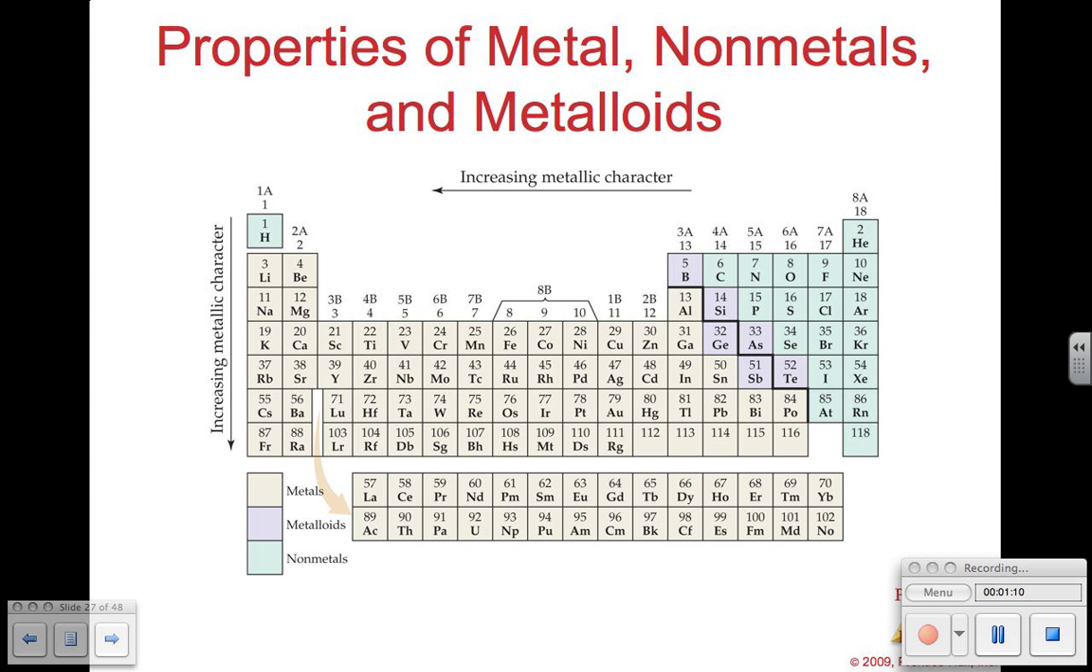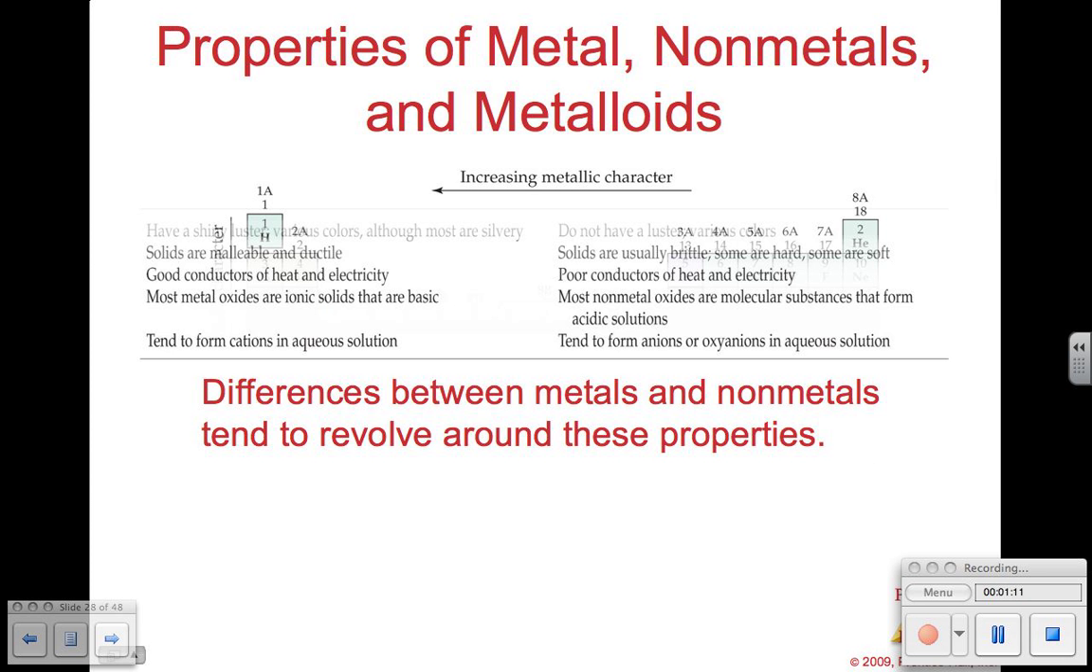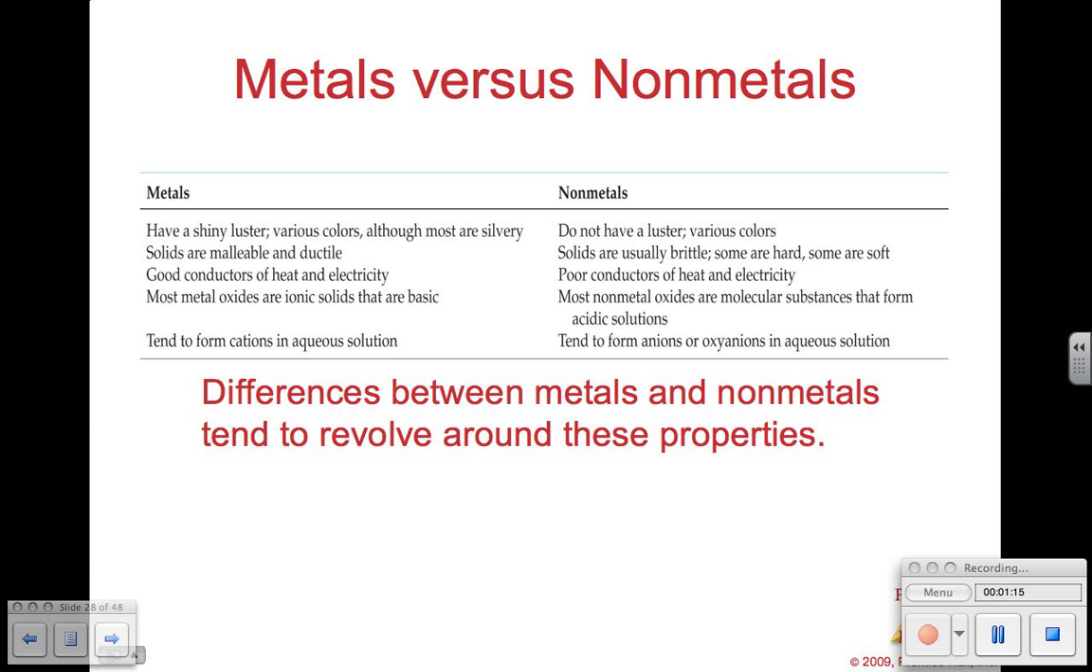Things that have more metallic characteristics tend to go from the right towards the left. So more metallic characteristics are on the left-hand side, and as you go down a column, they have more metallic characteristics. So what are some of the characteristics of metals versus nonmetals?